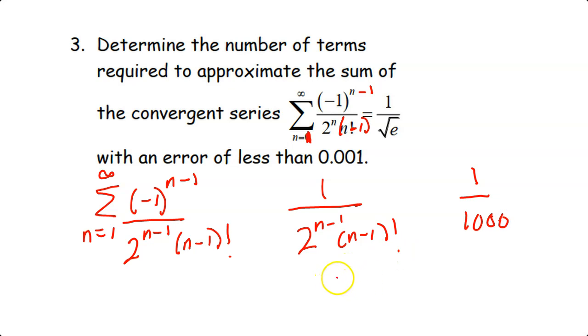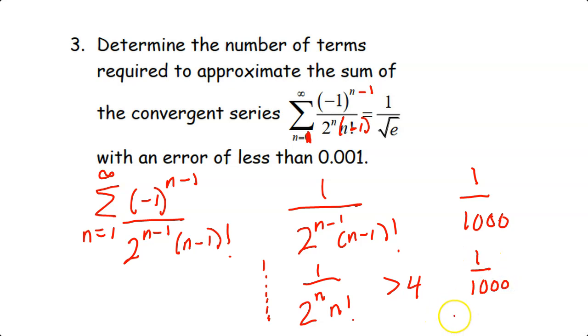Okay, and we can see this happens if we stop it and look at the next term, we're putting in n plus 1 for the n's. So I'm going to get 1 over 2 to the n plus 1 minus 1, or 2 to the n, and then this is n factorial. And as long as you put a number in that's greater than 4, we end up being less than 1 over 1,000. So we have to have at least 5 terms.